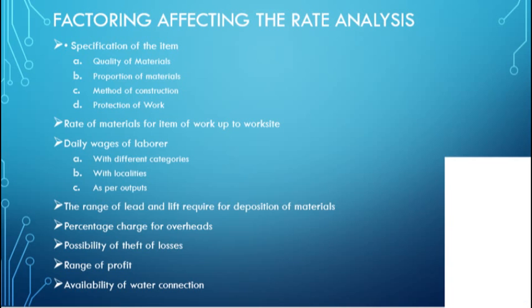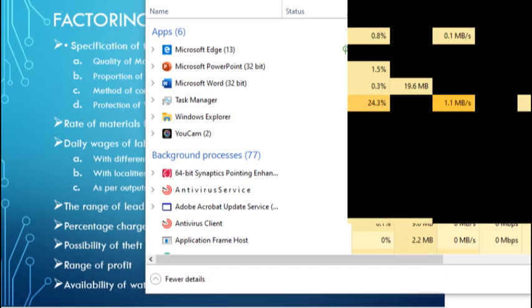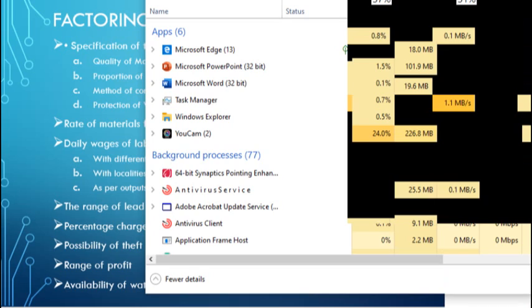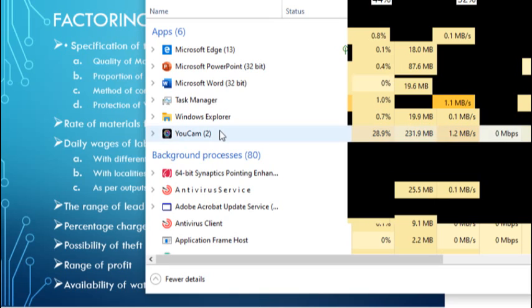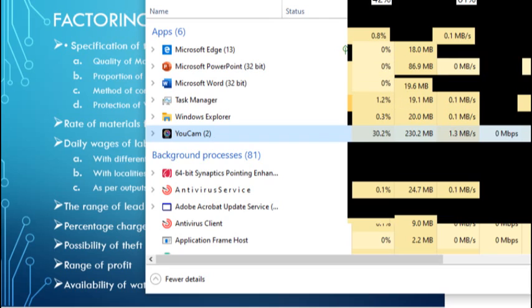Okay. So the aspects of the rate analysis are BOQ preparation, material estimation, manpower calculation, tools and equipment, transportation charges, contingency, admin expenses, and overhead and profit.